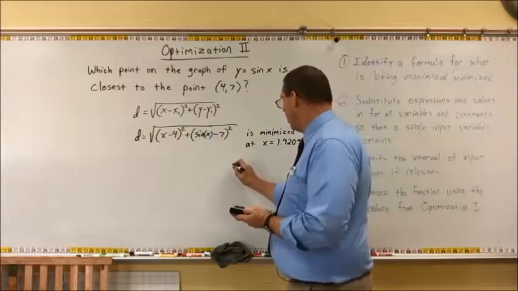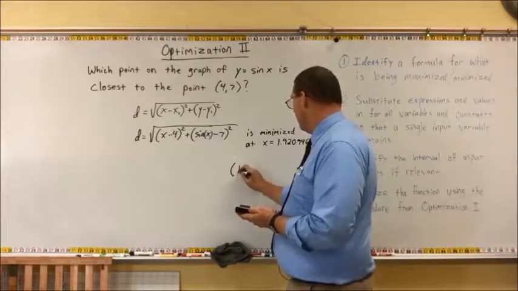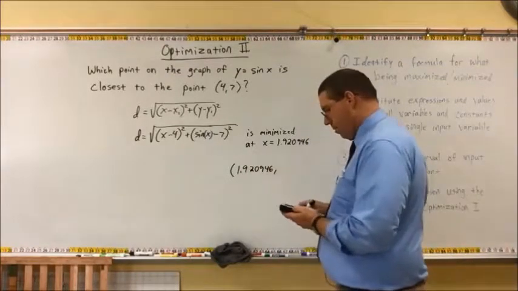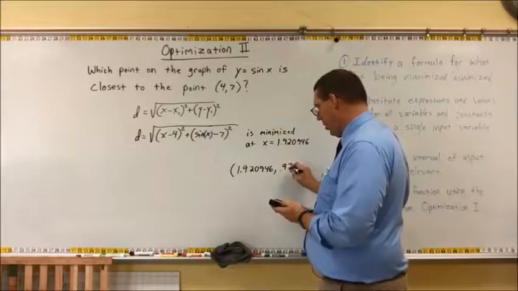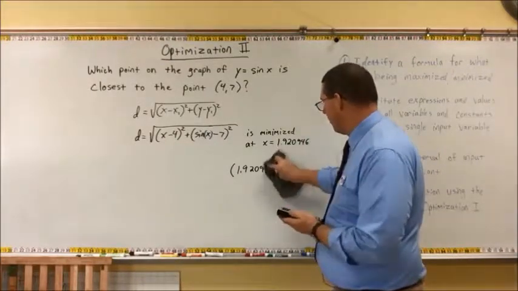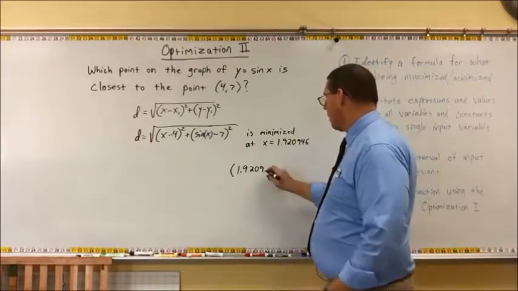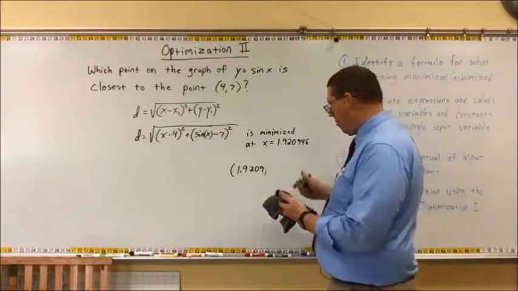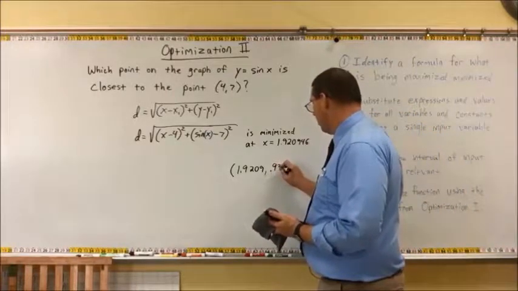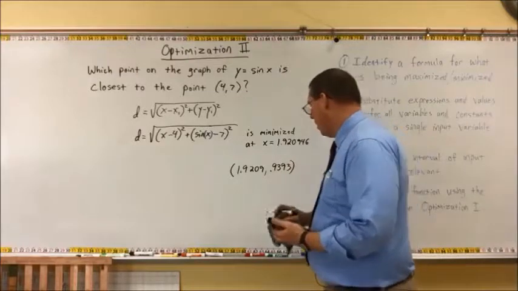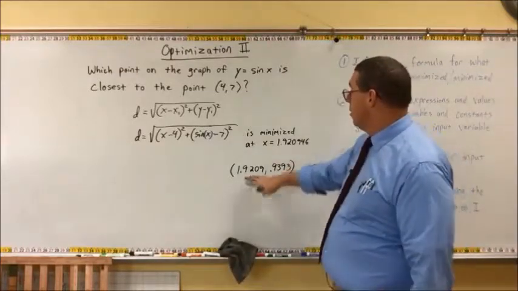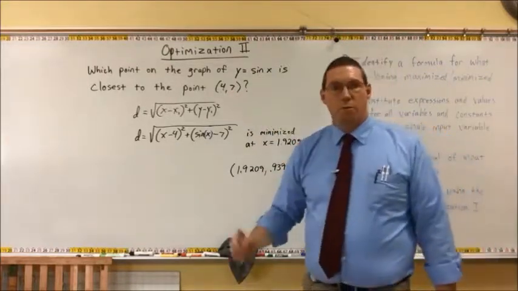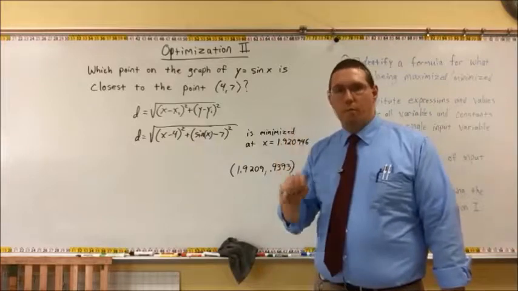0.9393. So the closest point is 1.92096, comma 0.93. Actually, I only need 4 decimals on this one over here. See, on final answers, I usually only go to 4 decimal places. On interim answers, I try to go out to 6. So 0.9393. There we go. And this point on sine of x is the point that is closest to the point. Okay? All right, let's do one more of these.